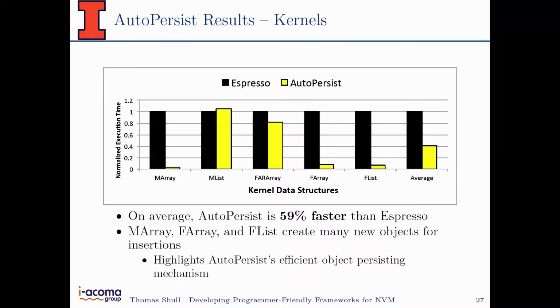The intent of AutoPersist was just making it easy to program. And I expect there's a lot more optimizations that can be done in the future. So on these simple data structures, AutoPersist once again outperforms Expresso, for the same reason that it's able to have fewer cache line writebacks.